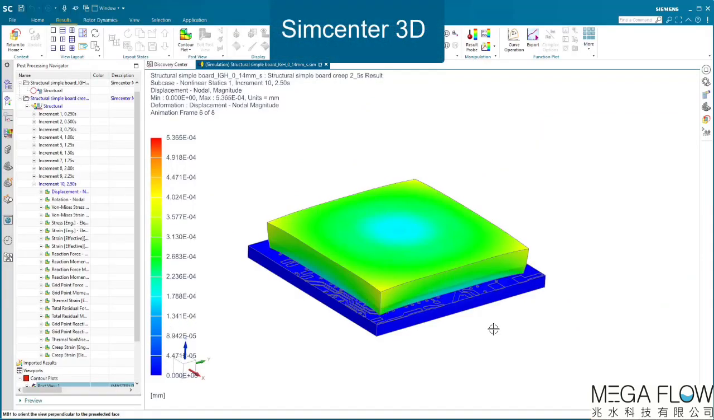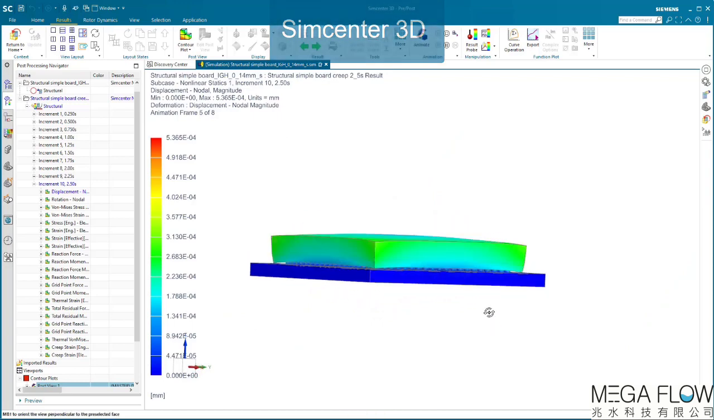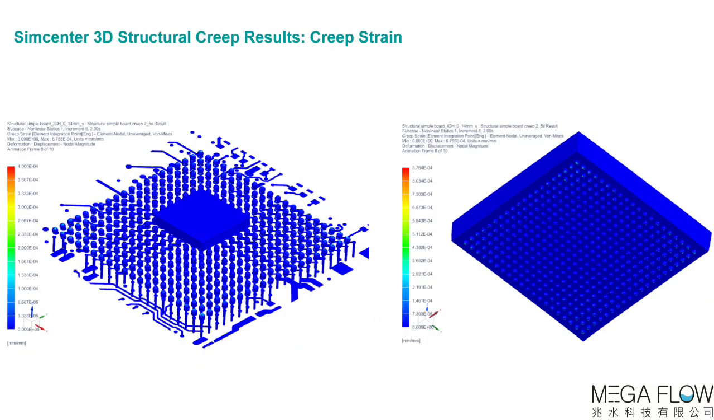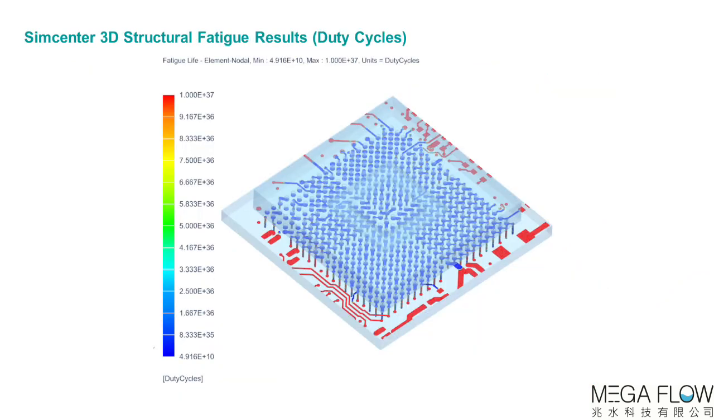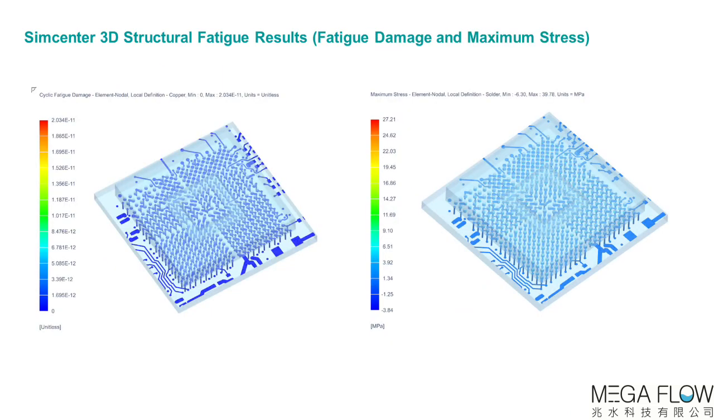Here we are looking at Simcenter 3D results for deformation displacement. Here we're looking at solder ball damage with creep strain. Here we see von Mises stress and displacement. Solving for fatigue in Simcenter 3D gets us results for duty cycles, fatigue damage, and maximum stress.